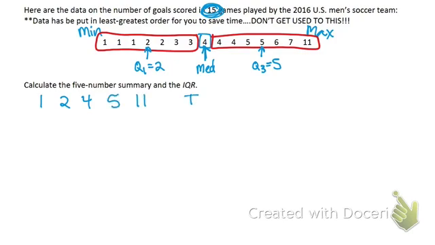Okay, IQR. How do you calculate the IQR? What is Q3? 5. What is Q1? 2. What is the IQR? Ladies and gentlemen, what is the range of the middle 50% of this data? 3. Thank you. Do you guys have any questions so far? Are there any outliers? Let's find out.